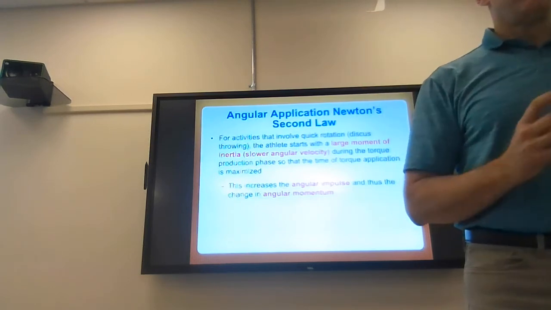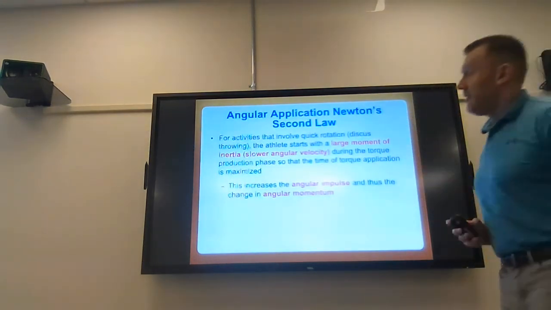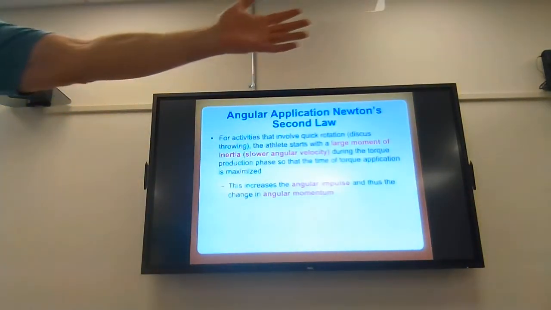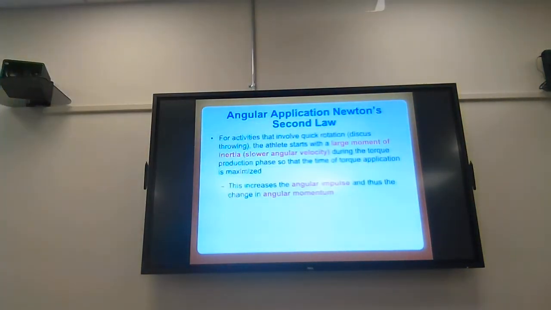So larger moment of inertia means what for how fast you're spinning? Slower. Okay, so at the beginning phase of a discus throw, an athlete's going to have their arms spread out more. And so we call this the torque generation phase. If you're spinning slower, you're able to take more time to build that torque through the kinetic chain.